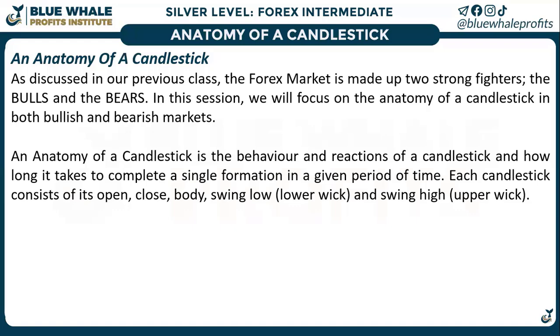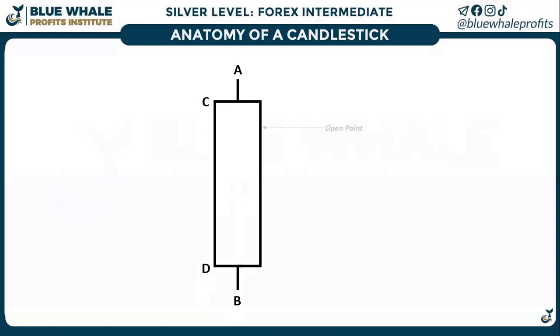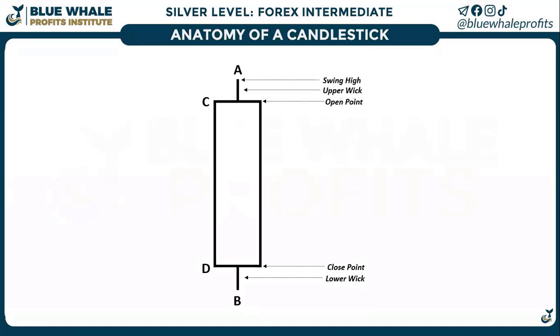All right. So with this, we can say that each candlestick consists of its open, the close, body, swing low, that's the lower wick, and swing high, that's the upper wick. So when you look at this, from A to B, and then we have C to D, the market opens at what? Point C and closes at point D. But before it closed, we can see that the market moved to A, which is the swing high, and then it came to B, which is the swing low, before finally closing at the point D.